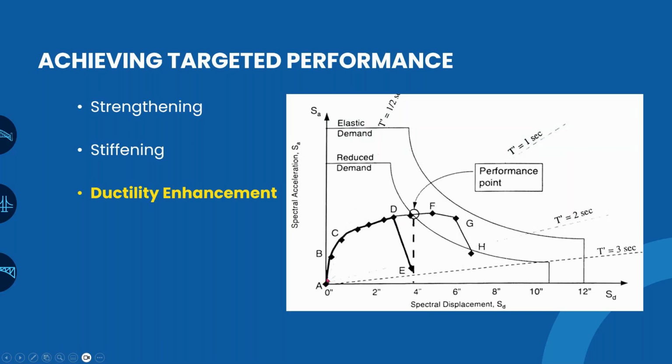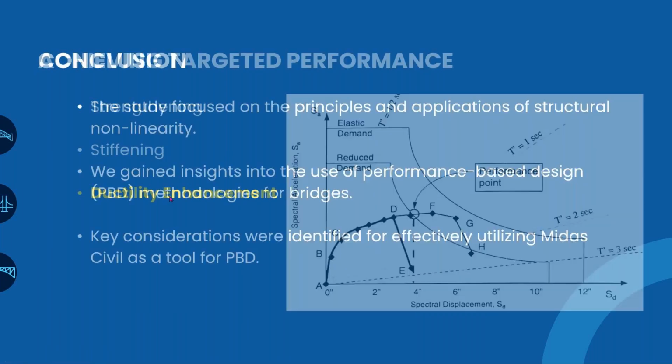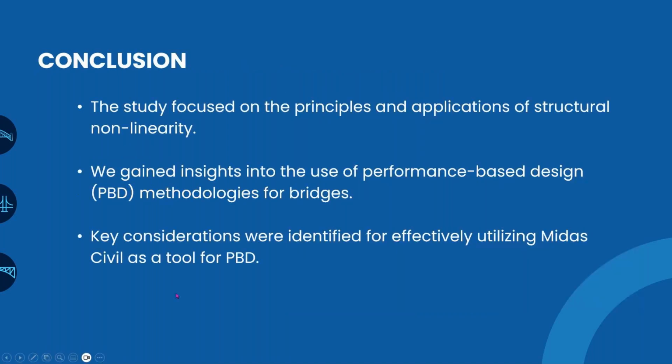But once we give the proper stirrups, or the ductile detailing is done accurately, you can see that the structure becomes more ductile as it is increasing its displacement capacity, and the performance point could be reached. So these are the three different methods by which we can alter the performance of that particular structure.